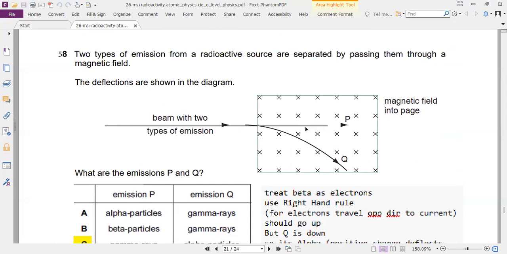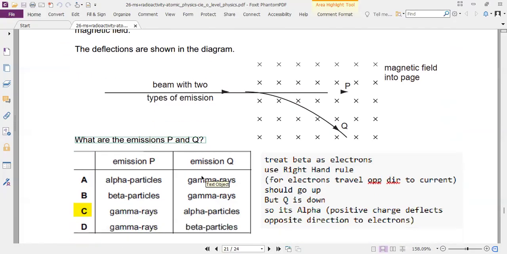So we have two radiations, P and Q. As you can clearly see, P is going straight, so this is gamma, because that's what it is asking, what is P and Q. So look for gamma, look for C and D only. Now, whether Q is beta or alpha.